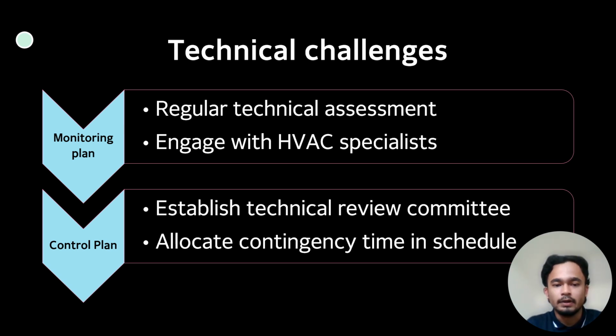And then next is allocate contingency time in schedule. So the purpose of contingency time is to allow the schedule to be amended for solving any technical issues of the AHU unit that is going to be installed at the site.